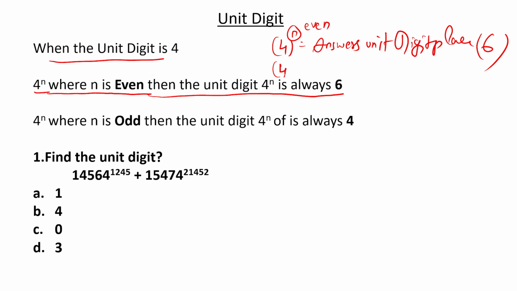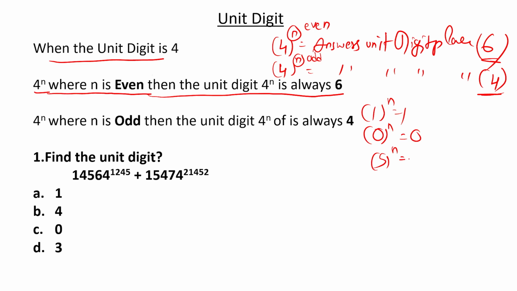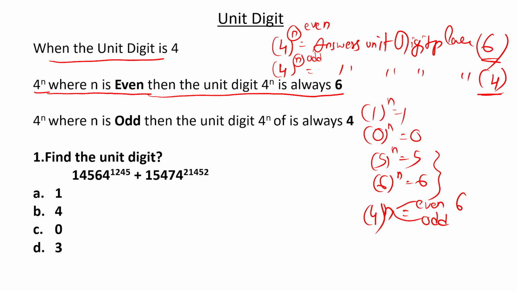Same logic, 4 power n, where n is odd. Then the answer's unit digit place will always be 4. Okay, that's it. You understand, right? We already got 1 power n is equal to 1, 0 power n is equal to 0, 5 power n is equal to 5, 6 power n is equal to 6. These don't have any restrictions like even or odd, but when it comes to 4 power n, we have a restriction. When it is even, the value will be 6. When it is odd, the value will be 4. That's it. You understand, right?